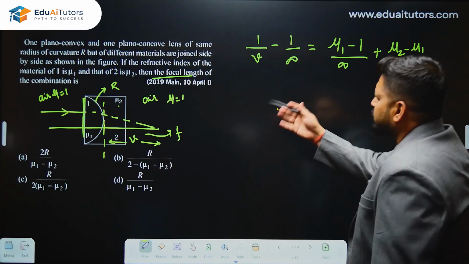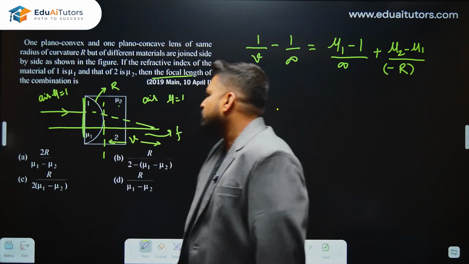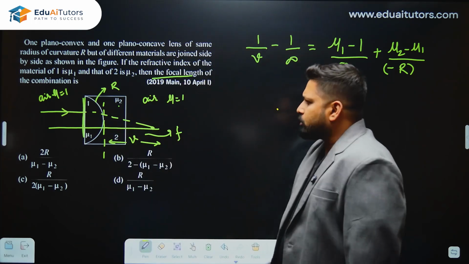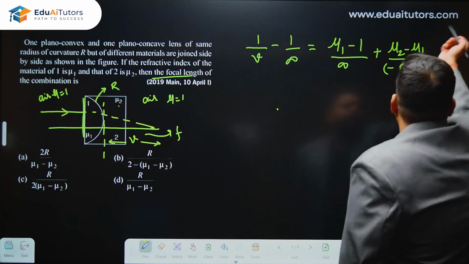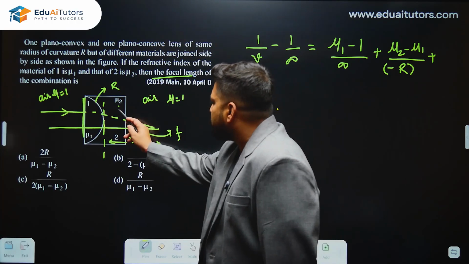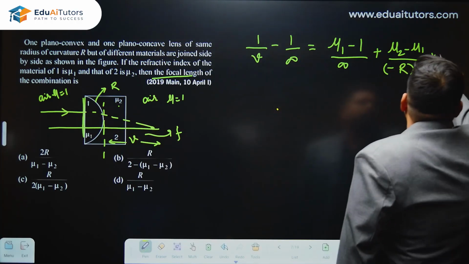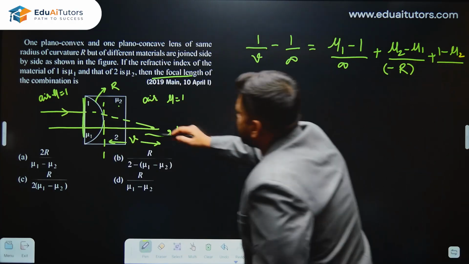Why? Because I can substitute the value. You can see the radius will be on this side and the light is coming from the opposite side, right? So it is opposite to the direction of the incident ray. All right. Plus, finally, light will come out from here, mu2 to air. So I'll write 1 minus mu2 divided by R, which is a plane surface.